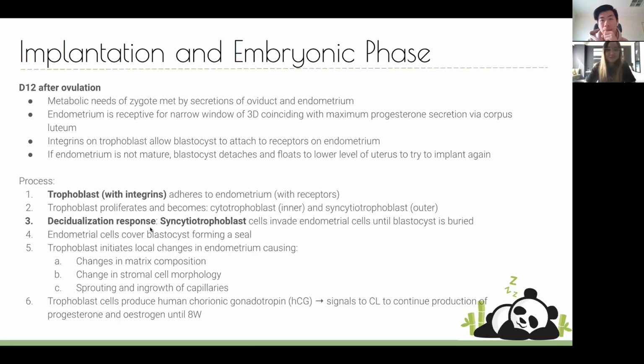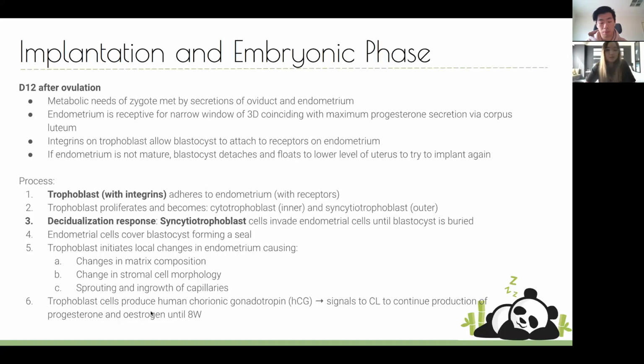And that's when your syncytiotrophoblast cells actually invade the endometrial cells. So the cells are actually going into your endometrium until the blastocyst is entirely buried. And then the endometrial cells cover the blastocyst, forming a seal, and the trophoblast initiates some local changes that allow essentially the zygote, all of the blastocyst, to stay in there.